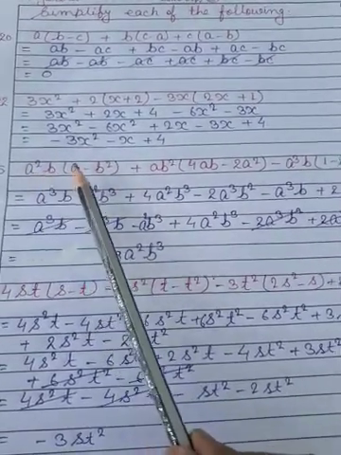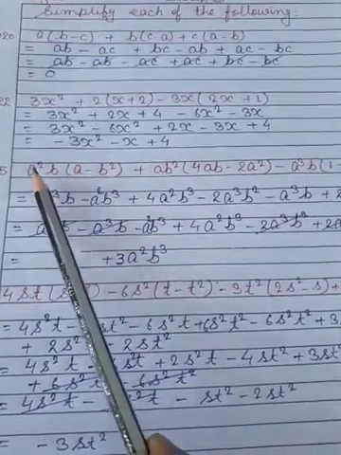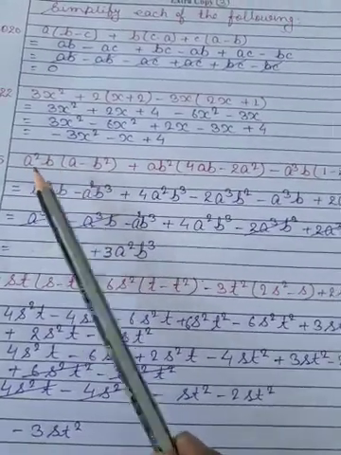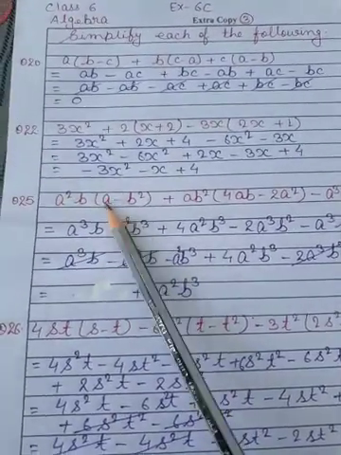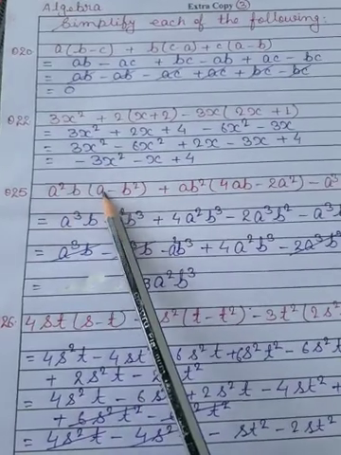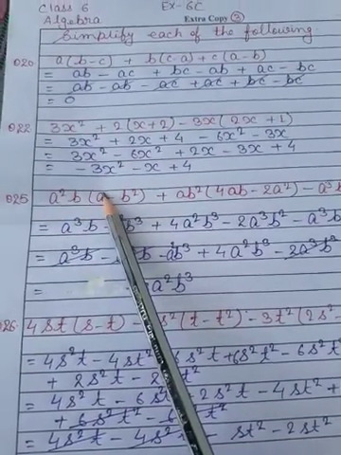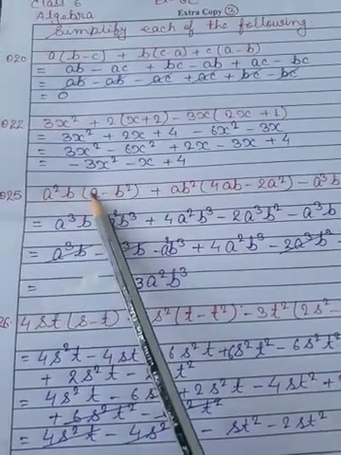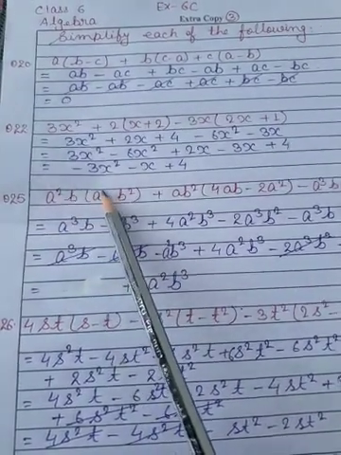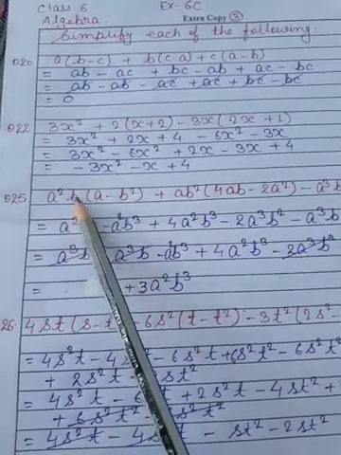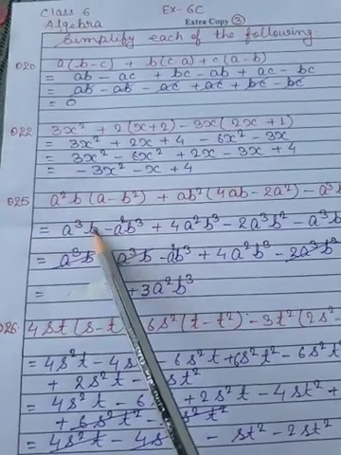So a square b into a. Now see here, no numerical value is there, so only alphabets are there, so we will multiply the alphabets. So again a square b into a. Here we have a power 2, here the power is 1. As I told you, for common alphabets the powers are added, so 2 plus 1 is 3, so a power 3, and b is not there, so b will remain as it is.